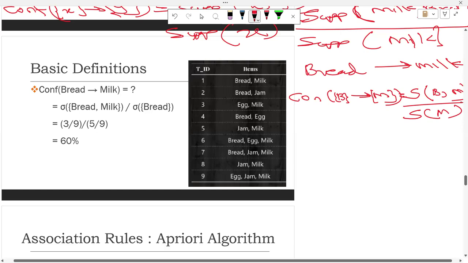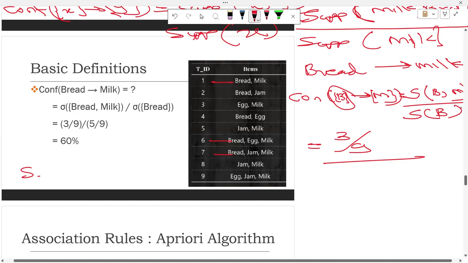Is it correct? On top, you need to put all the elements, the union of all. On the bottom, you need to put the left-hand element, the support of bread. Now tell me, what is the support of bread and milk? Support count divided by the total number of transactions. Bread and milk: 1, 2, 3. So 3 divided by the total number of transactions, 9, over the support of bread.